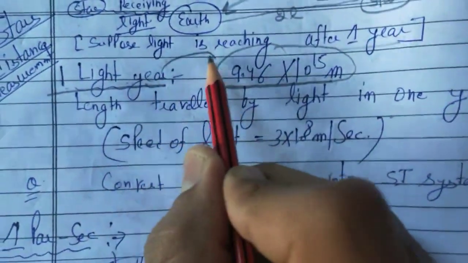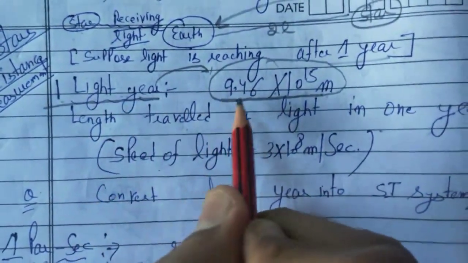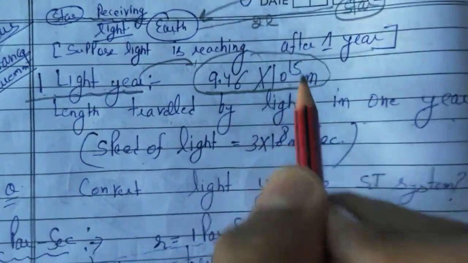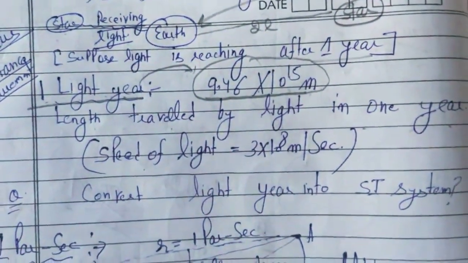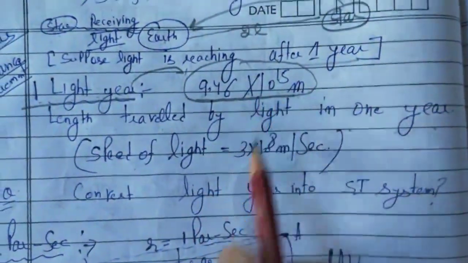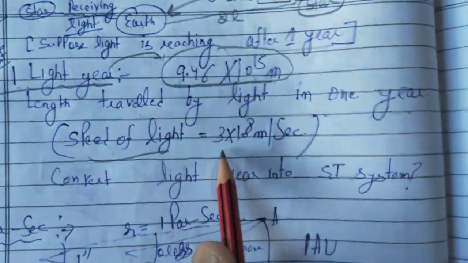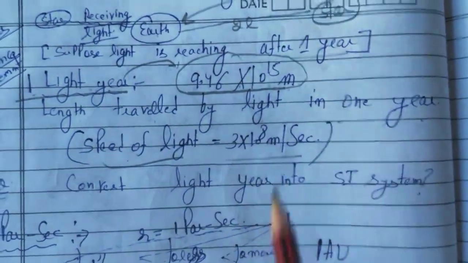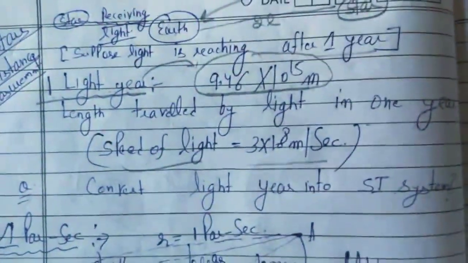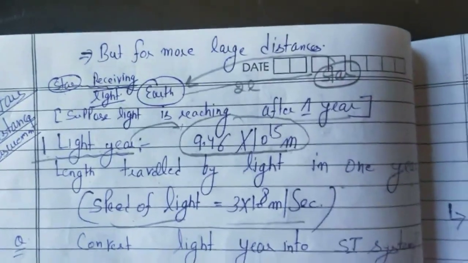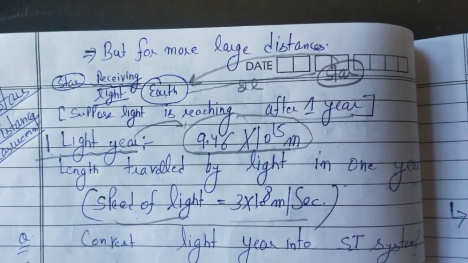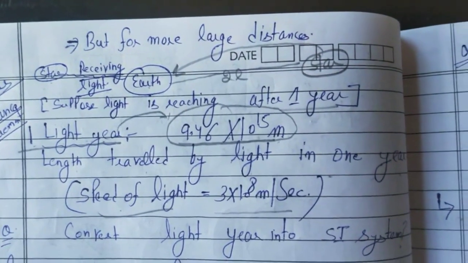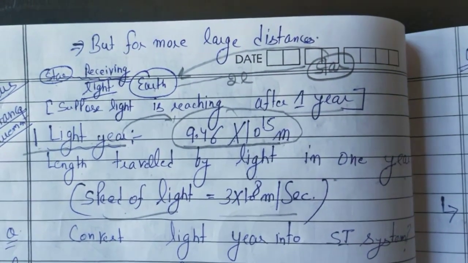And how is 1 light year related to the SI system? 1 light year is equal to 9.46 × 10^15 meters. So this is the distance traveled by light in 1 year. And what is the speed of light? You already know that it is 3 × 10^8 meters per second. So the light year is the second practical unit of length that is used in measurement. The first unit we discussed was the astronomical unit, and the second unit we have discussed is the light year.